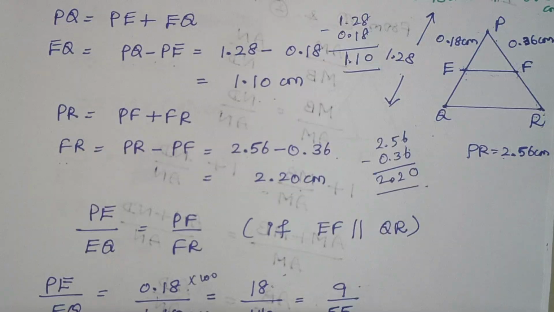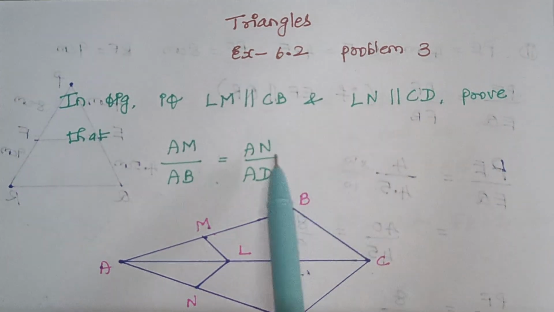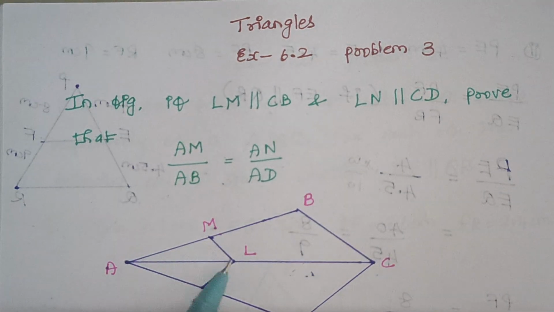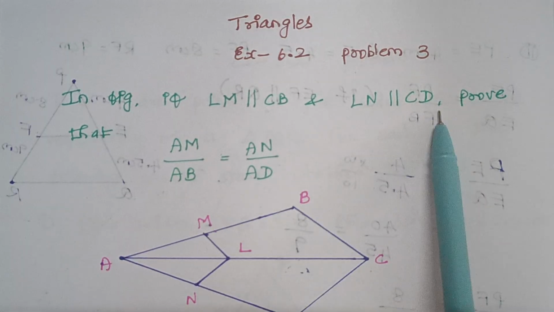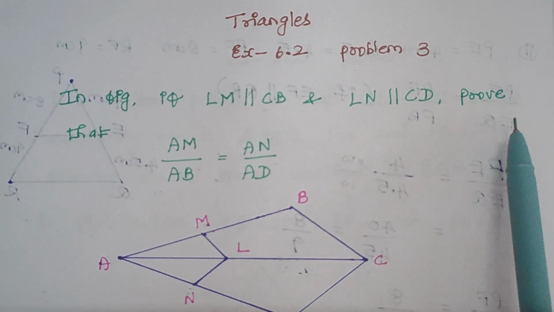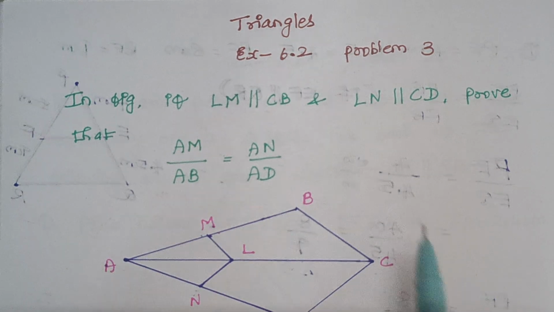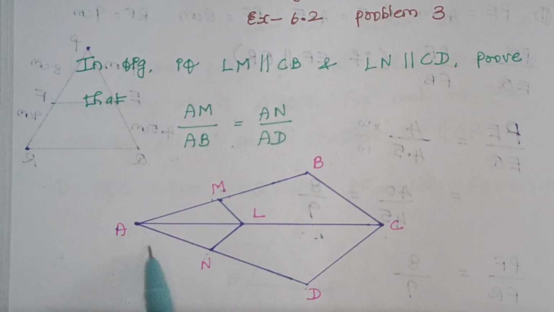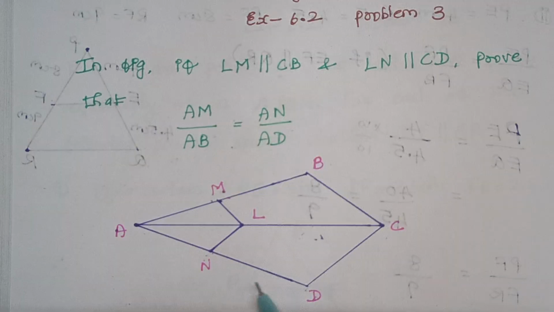Next we proceed with problem 3. So in figure, if LM is parallel to CB, right? This LM is parallel to CB and LN is parallel to CD. Okay, LN is parallel to CD. Prove that AM by AB is equal to AN by AD. Right, this is the condition given and we have to prove this.